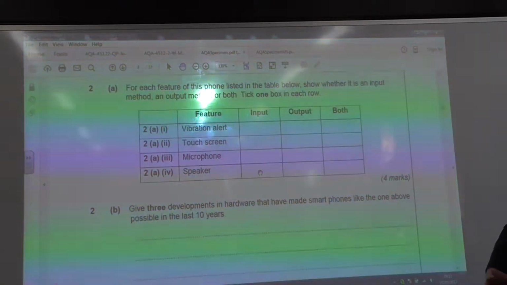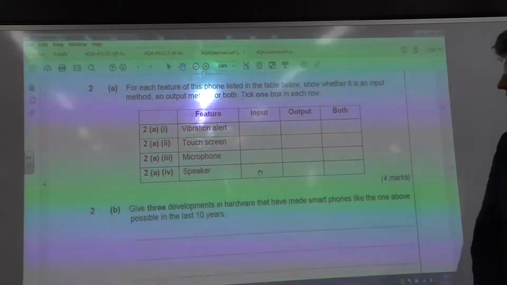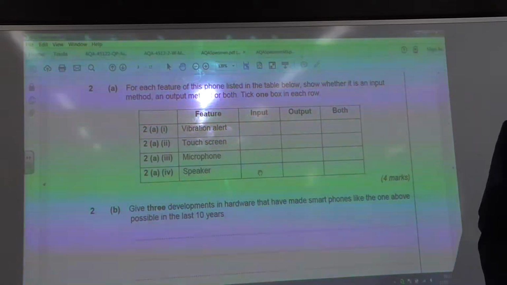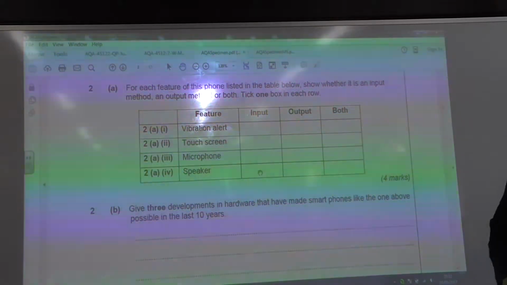So vibration alert, is that an input, an output or both? It's an output. Yeah? Touch screen. Bit of both, because it's input, and you can also see it, so it's output. Microphone? Speaker? Output. Okay.